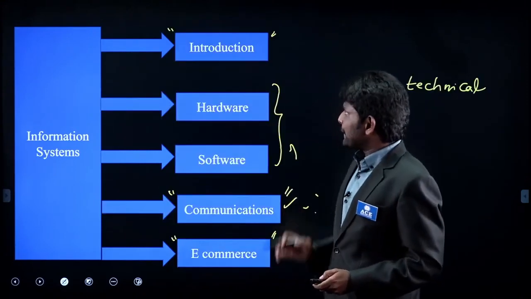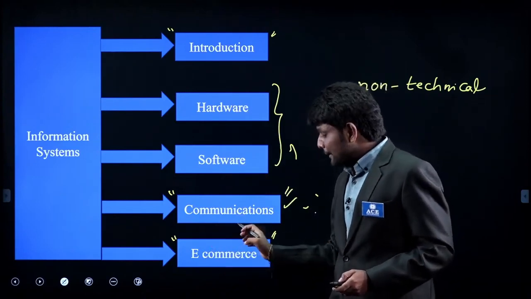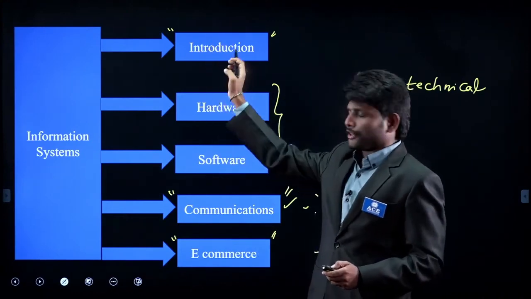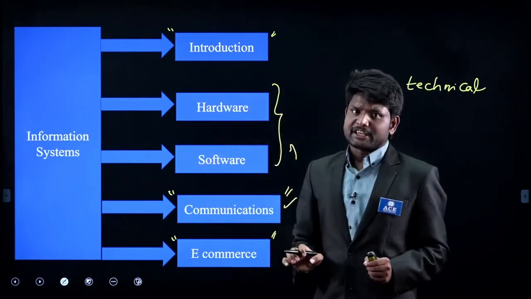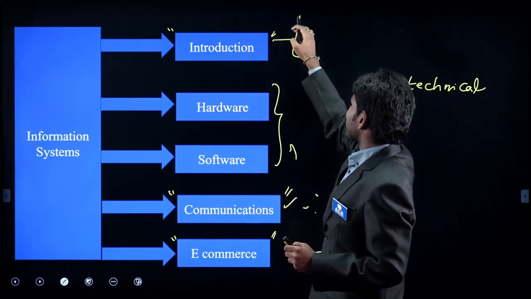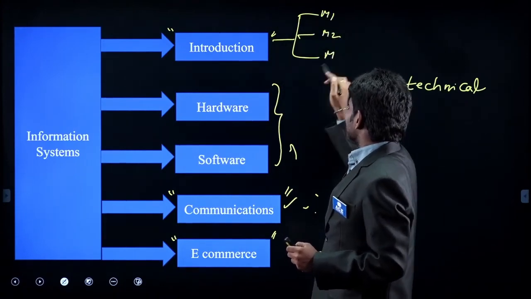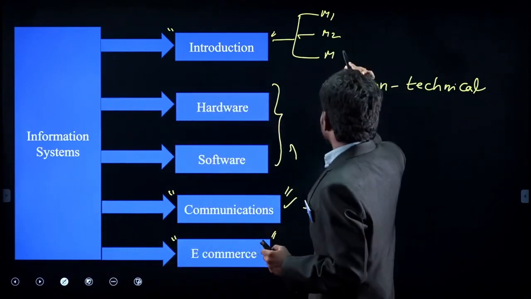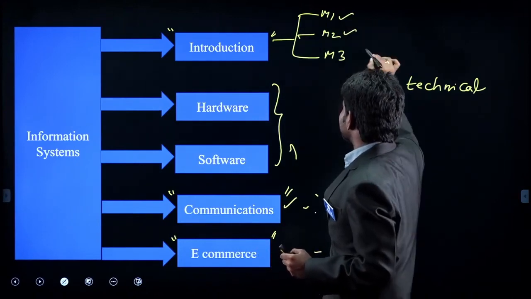See the previous slide. In the previous slide, they have mentioned e-commerce. But what are the subtopics I need to cover under this e-commerce? That you don't know. They have mentioned something like introduction. What do they mean by introduction? What are the subtopics I need to learn in introduction? After solving previous year questions, you will understand some major topics. Let us say topics M1, M2, M3. After going through previous year questions, you will understand, okay, these are the 3 major topics that are being asked from this introduction part.